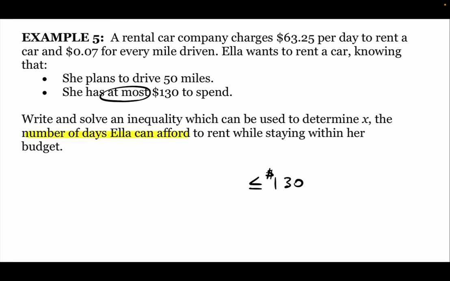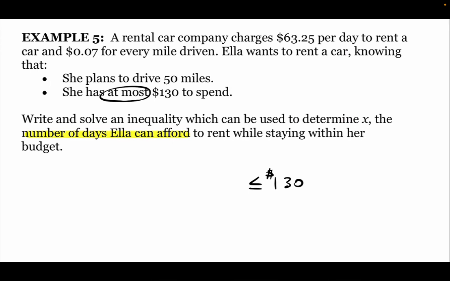The number of days she can afford to rent. Okay. So we got the symbol, we got 130. I need the rate, and I need the fixed number. This is where it gets a little bit different than what it was in the past, because there's 2 rates. Don't we have 2 rates? 63.25 is per day. That's a rate. And the miles? 7 cents per mile. That's another rate. But really, one of them is a rate, and one of them is fixed.